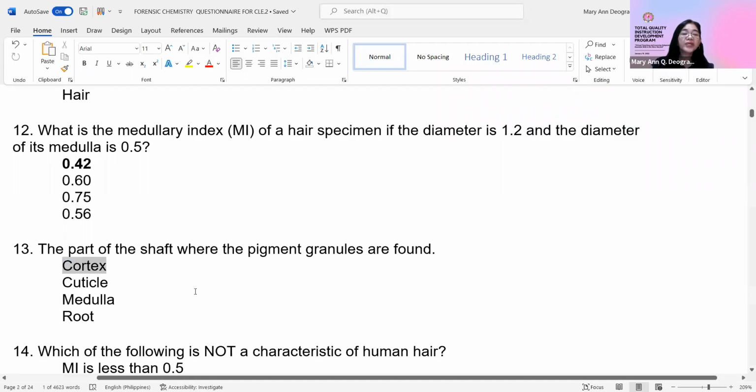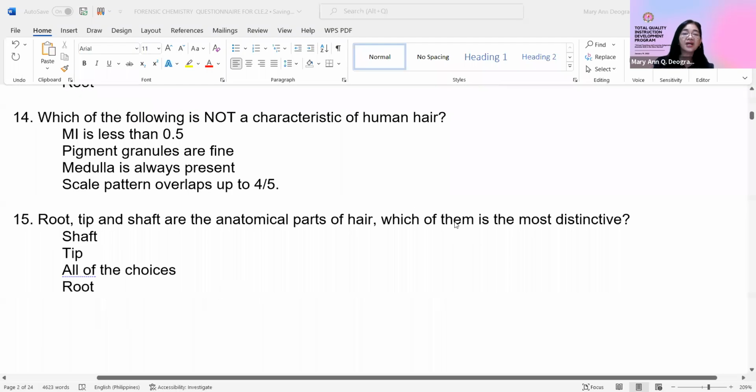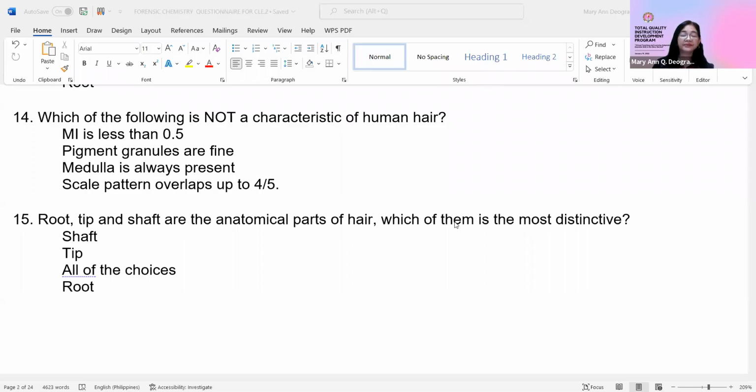All right. Then we have next, which of the following is not a characteristic of human hair? MI is less than 0.5. Pigment granules are fine. Medulla is always present. Scale pattern overlaps up to 4/5. Okay, which of these belong to the characteristics of animal hair? Kasi human hair lahat yan. Characteristics lahat ng human hair yan except for one. Alin dyan yung exception? Nabanggit ko to kanina. Okay, it's letter C.